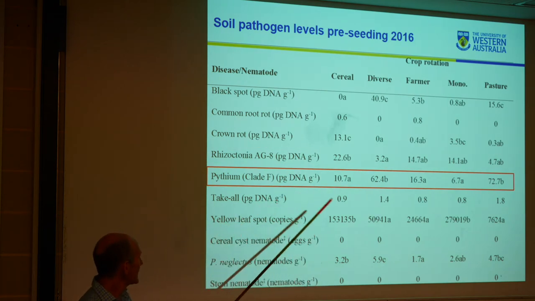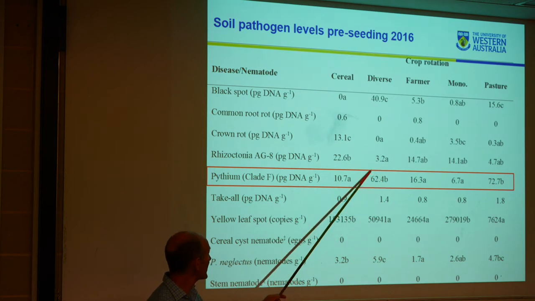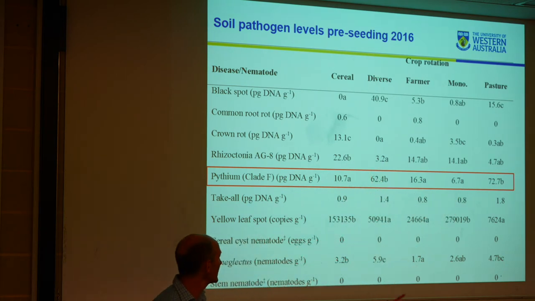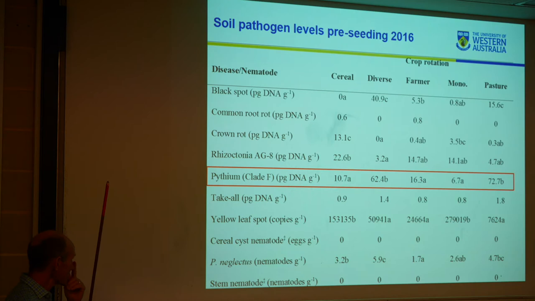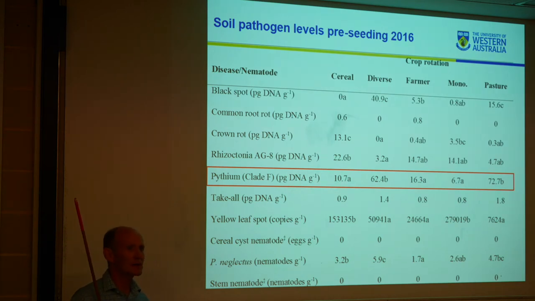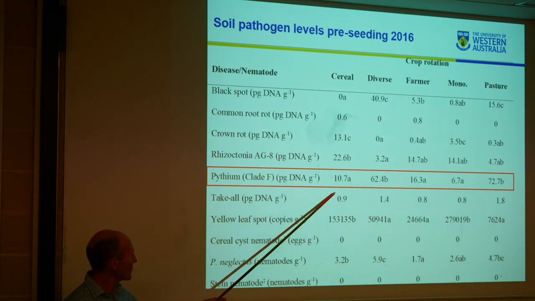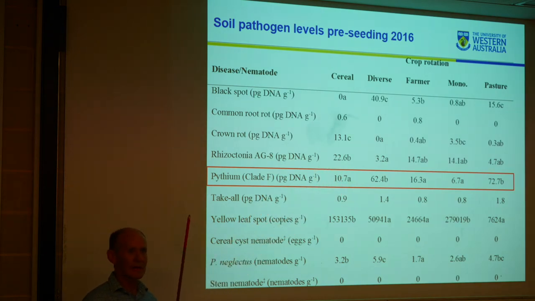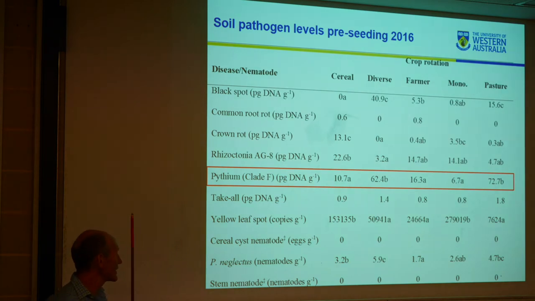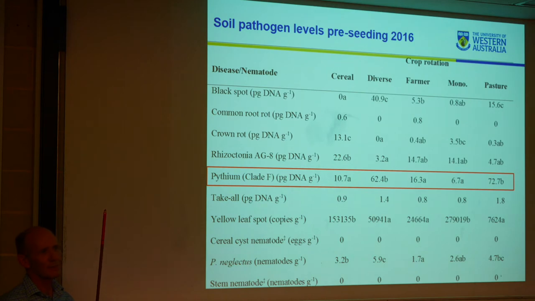Pythium, again, significantly higher Pythium where we have the diverse rotation and the pasture, and lower with the cereal-dominated rotations. Just as a non-pathologist talking, just doing some reading around that, having this doesn't mean that in the future we're going to end up with low levels of Pythium. We can favour different Pythium species, so the Pythium that's favoured in cereals could build up, but at the moment we're finding relatively low levels.